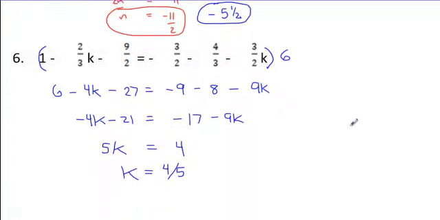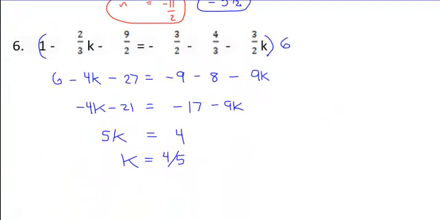In number 6, let's see, we multiplied everything by 6 because the least common multiple was 6. 3 and 2 are your choices. Multiply by 6 and we will clear all fractions. 6 times 1 is 6. 2/3 times k is negative 4k, etc. Then from here to there we combine like terms twice. Negative 9 minus 8 is negative 17, and 6 minus 27 is negative 21.